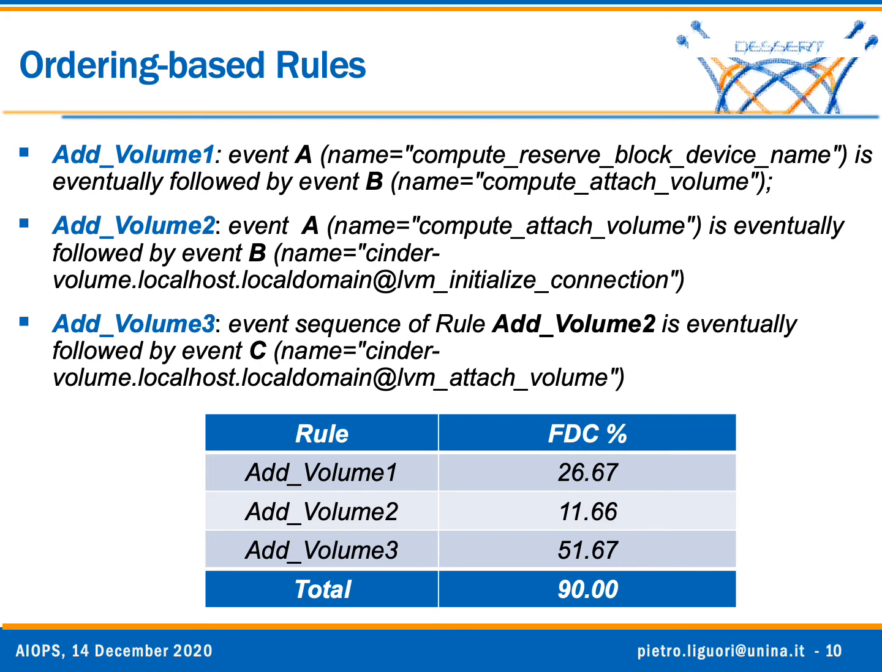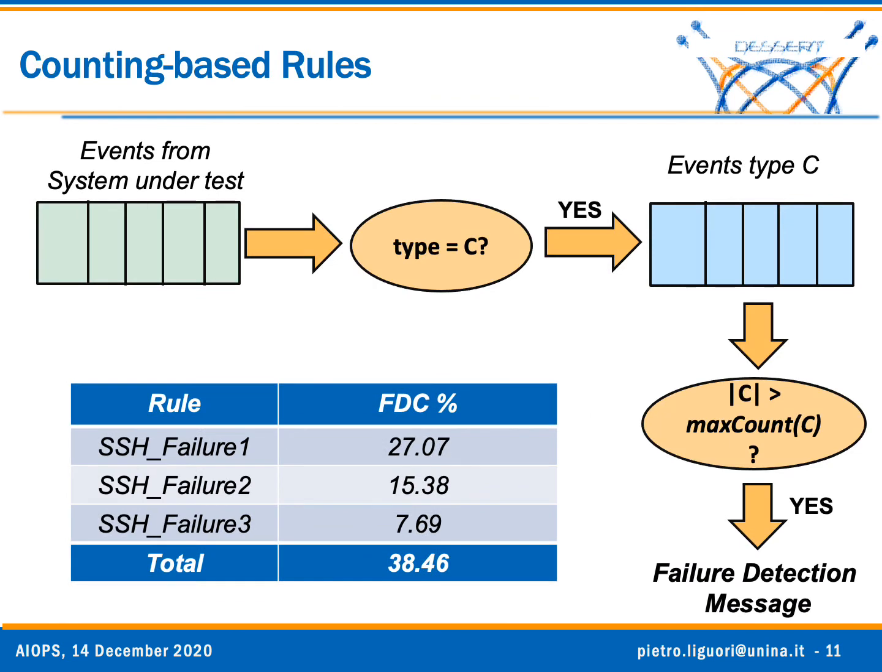By using these 3 simple rules, we were able to identify the 90% of experiments that experienced a failure on the operation of the volume attachment. Based on the fault-free observation, we defined the monitoring rules related to the network operations by checking at runtime if a specific event type occurred in a number higher than a threshold.